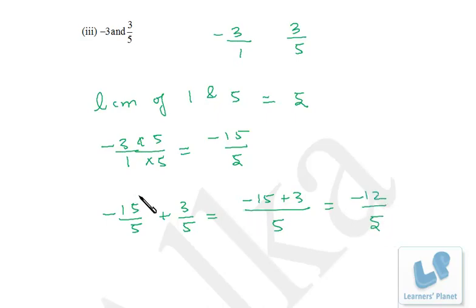So once you have made the denominator the same, then the calculation is very easy, right? You just have to add up the numerators, okay? The denominator will remain same, okay? So addition of minus 3 and 3 by 5 is minus 12 by 5, okay?